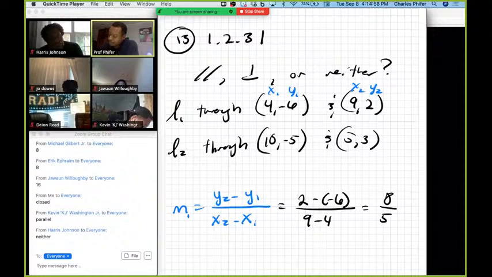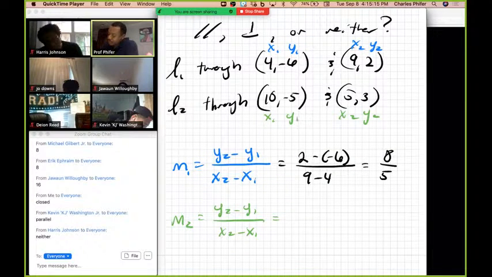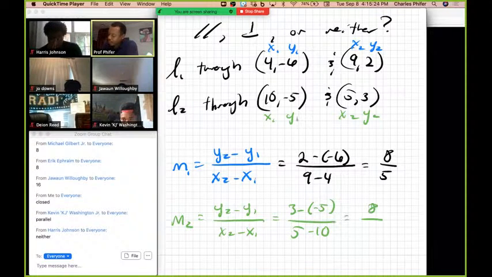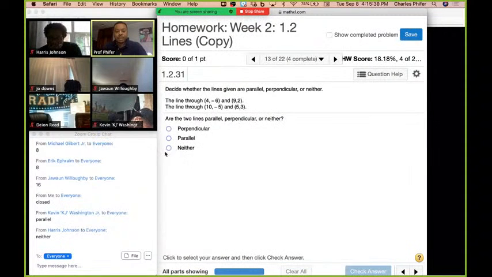Just to make it simple, I'm going to do the second one, the second line in green. So x1, y1, x2, y2. Again, the slope of line 2, y2 minus y1 over x2 minus x1. That's going to be 3 minus a -5 over 5 minus 10. 8 over -5. So are these lines parallel, perpendicular, or neither? It looks like neither. Mr. Harris, I think if I were given extra credit, he would have gotten it. Let's make sure we're correct. Based on the results we got, that means neither.